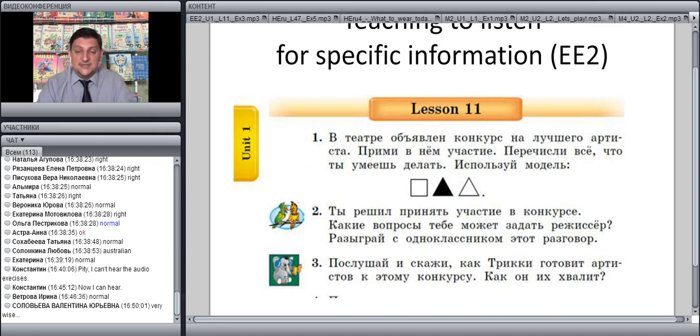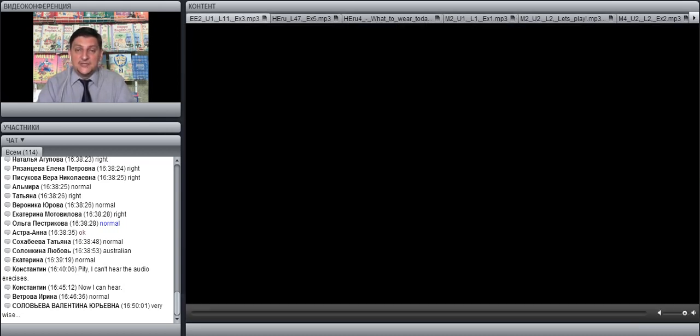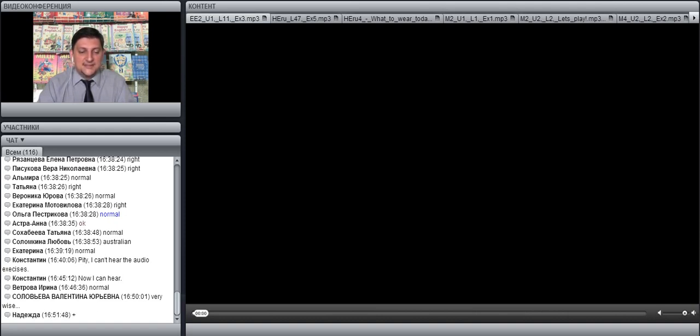So, for example, if you look at this exercise from Enjoy English Textbook Grade 2, you will see that the students here are asked to focus not so much on what is said, but on how it is said. The task is as follows. Listen and tell how Tricky praises the artists. Let's listen to this exercise and try to note how many different ways of expressing appraisal are used there. How many ways in which Tricky praises the actors. Are you ready? Yes, okay, let's listen.